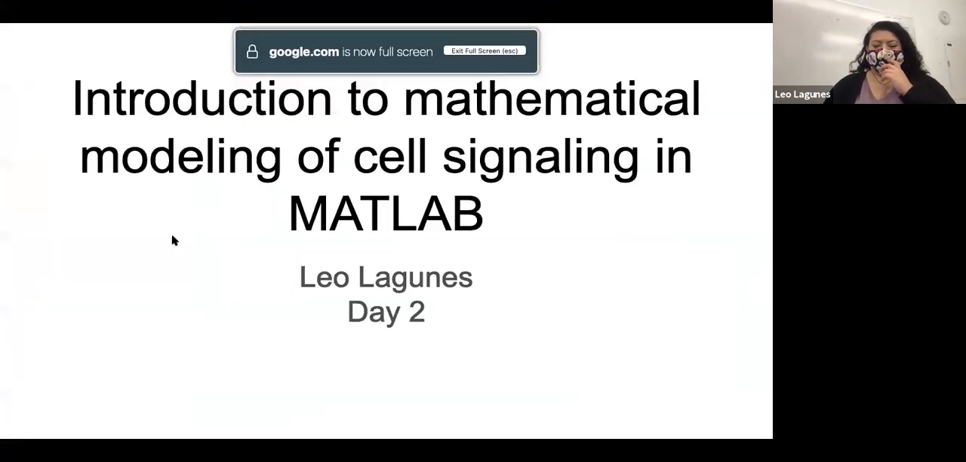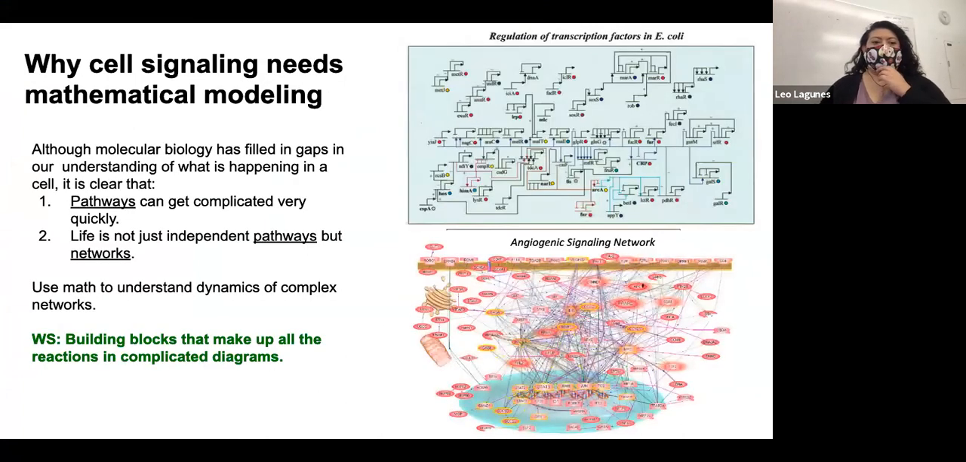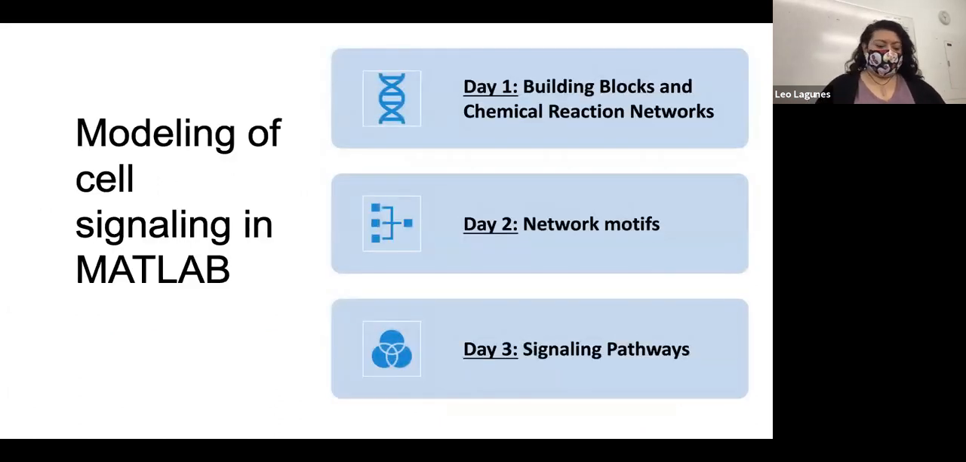Okay, so this is day 2. Yesterday we had a little bit of time to talk about why mathematical modeling is useful for cell signaling, in particular because pathways can get really complicated very quickly, or pathways require a network, or combinations, interactions, cross-talk between a lot of different pathways. And so math can help us understand some of these pathways a little bit better. So today for day 2, we're going to be going over network motifs.